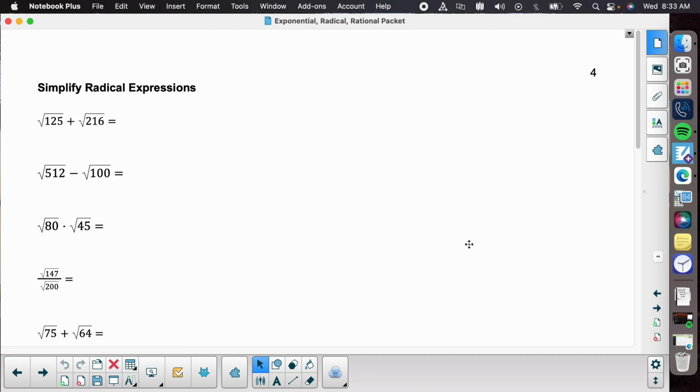Are you gonna go today, or are you gonna pick somebody else? 1, 2, 3, 4. Ellie. So we're gonna start by simplifying both of those. That's what we did yesterday.